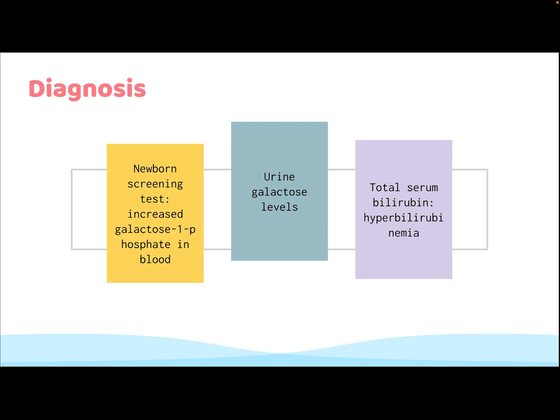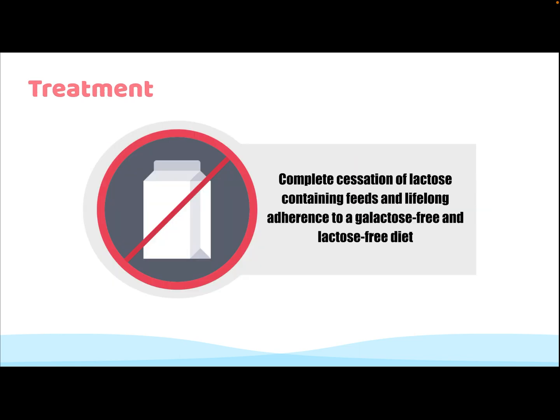The urine galactose level will be elevated, and the total serum bilirubin will show indirect hyperbilirubinemia. What is the treatment? Complete cessation of lactose. If we cut out the lactose, the child will not be harmed.